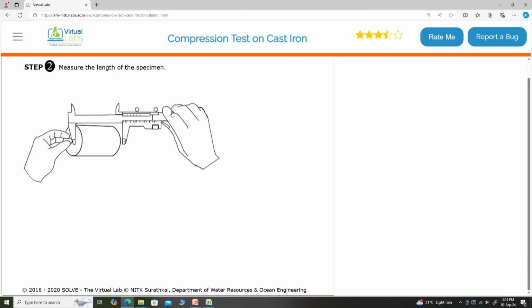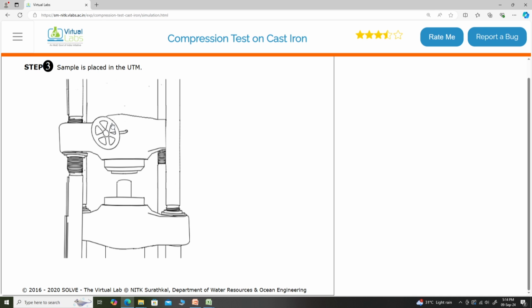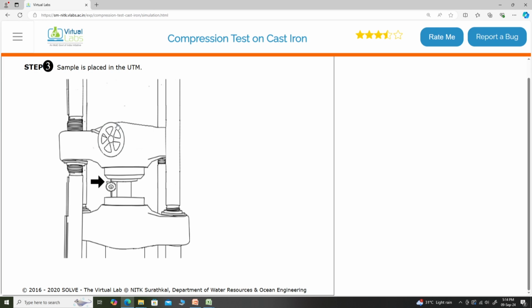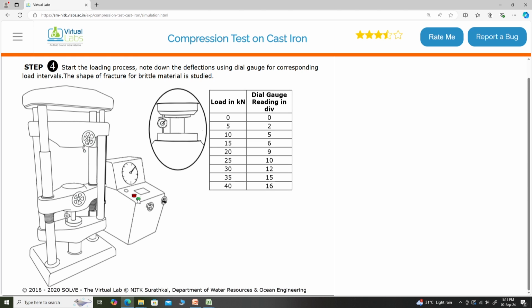Then we measure the length of the specimen. To measure the length, we click here, and the length of the specimen is 41.06 millimeters. Then we drag the specimen to put it on the platen. It is kept. We rotate the wheel so that the crosshead and the platen come in contact with the specimen. Then we mount the dial gauge and set the dial gauge reading to 0. Then we start our machine and gradual load is applied.